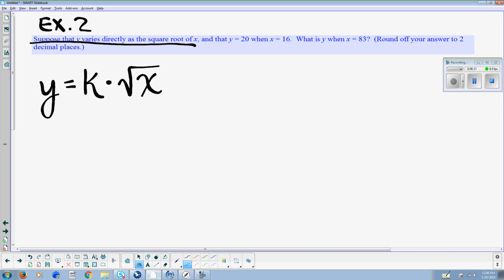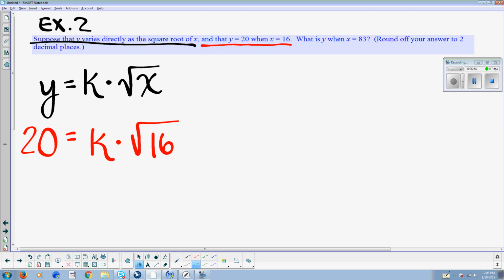Okay, so y varies directly as the square root of x is y equals k times the square root of x. Step 2, substitute some given values and solve for k. So here are my given values: y is 20 when x is 16. So I substitute for y and x, and I'm going to use this to solve for k.